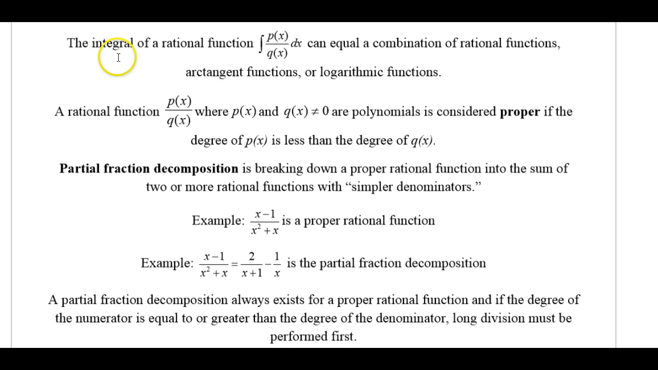I want to start by thinking about the integral of a rational function. So if I have the integral of p of x over q of x, the answer can equal a combination of rational functions, arctangent functions, or logarithmic functions. Now, a rational function in general is a polynomial over a polynomial, and a rational function like this is considered proper if the degree of p of x, so the polynomial in the numerator, has a degree that's less than the degree of the polynomial in the denominator.